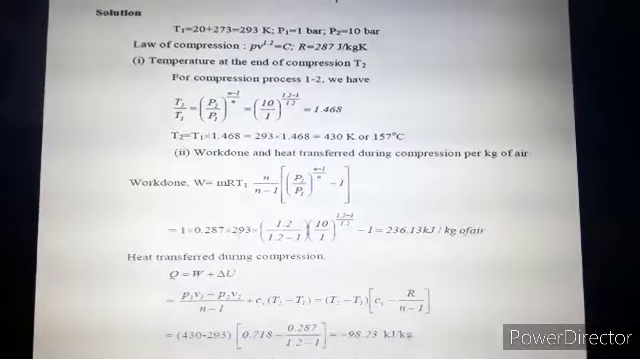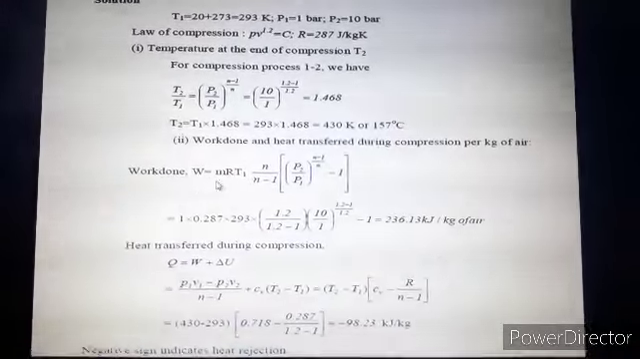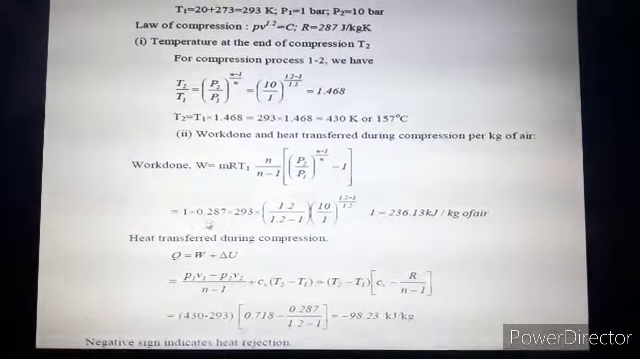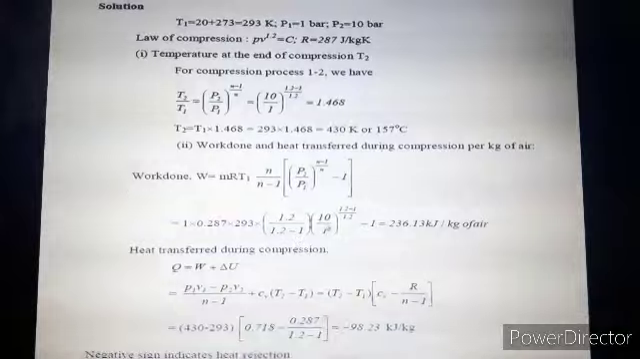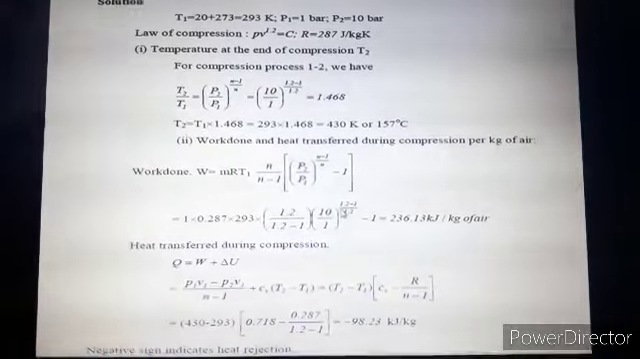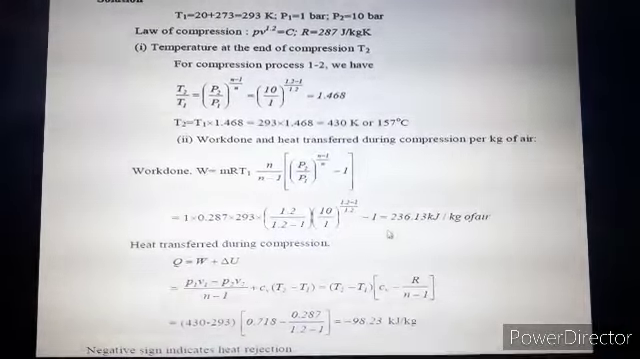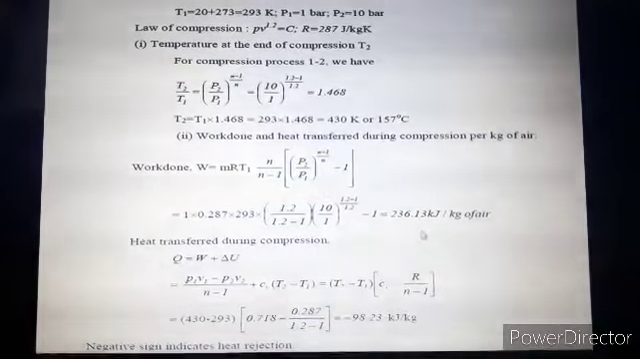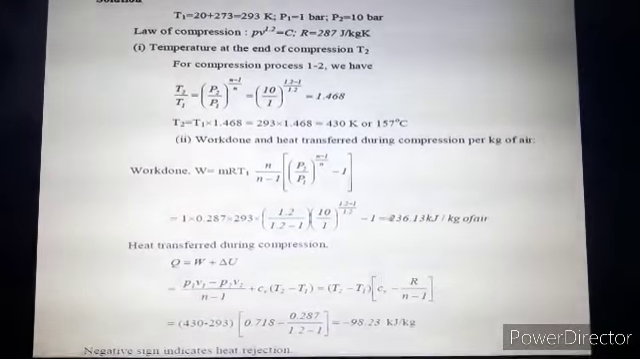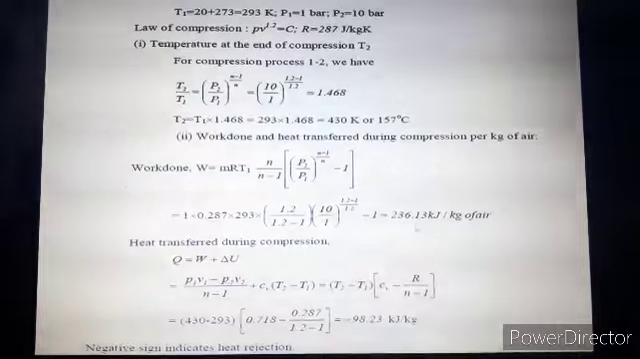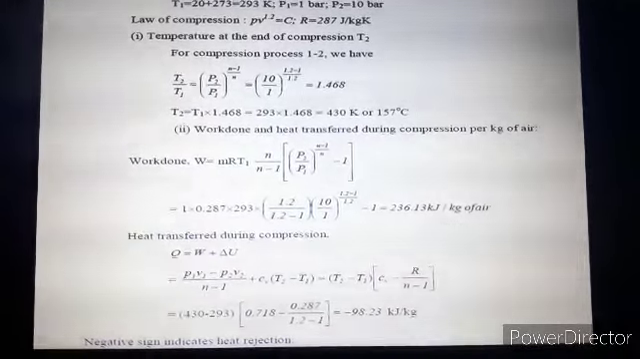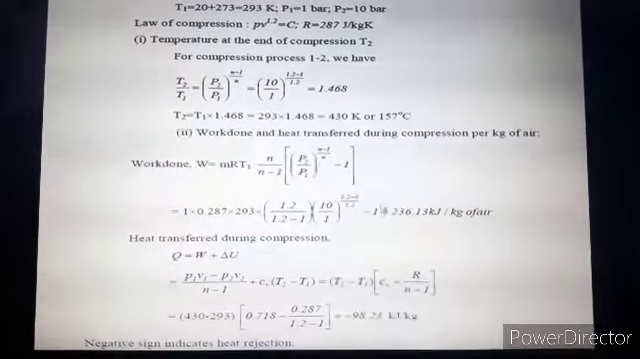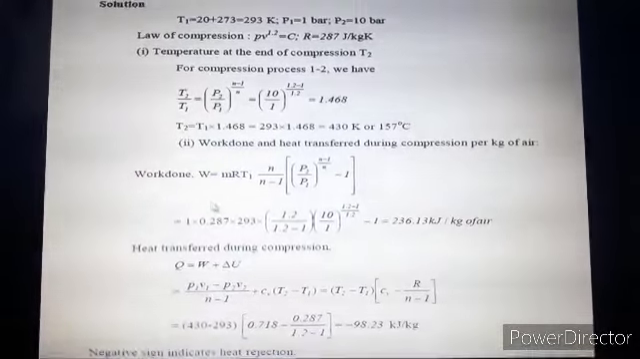So considering the unit mass, we can find here the work is equal to 1 into 0.287 into 293, into 1.2 upon 1.2 minus 1, in bracket 10 by 1 raised to (1.2 minus 1) by 1.2, minus 1. So when we calculate accordingly, here we get the work as 236.13 kilojoule per kilogram of the air. This is for unit mass of the air. So if you know the mass of the air, then we can find the total work required.